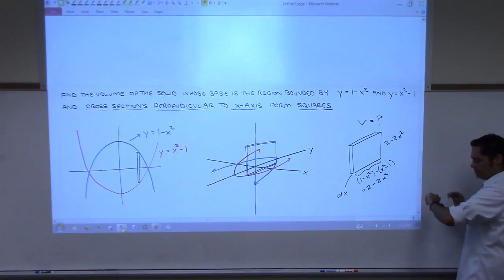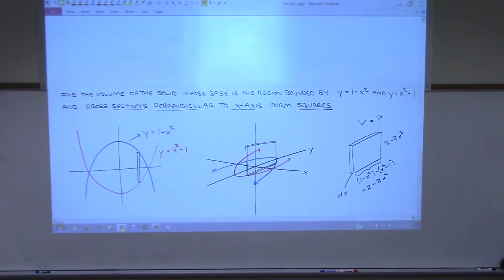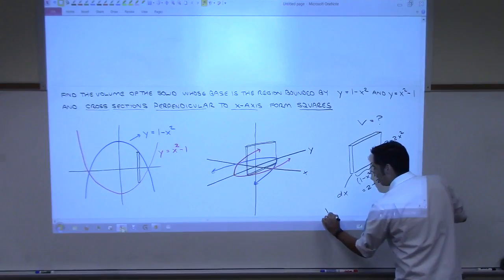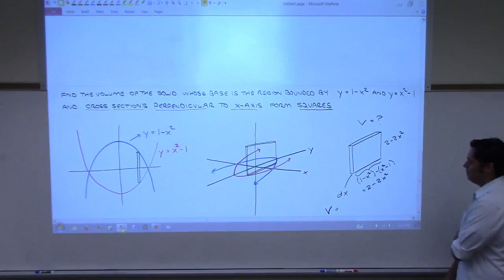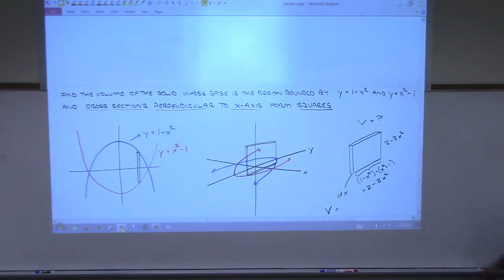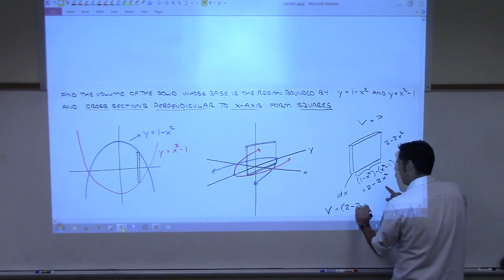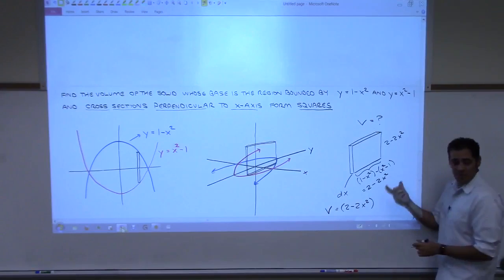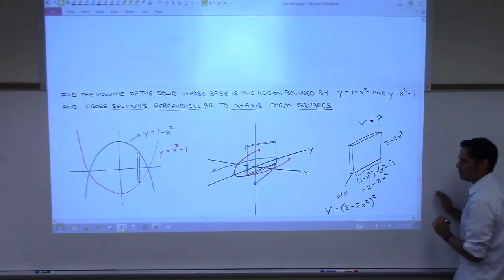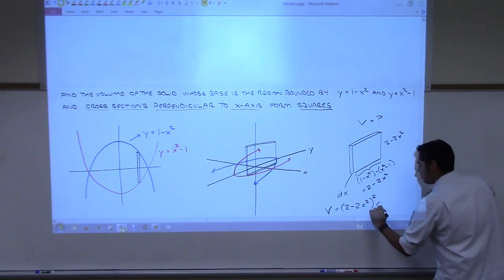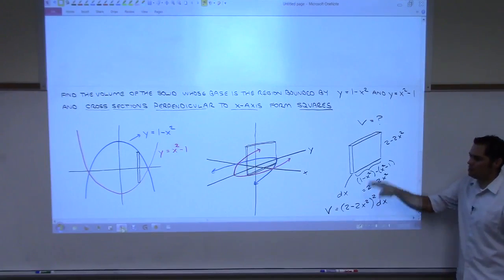Any questions? No? All right, so what's the volume of this little sliver, this little slice, this little piece of bread? 2 minus 2x squared times 2 minus 2x squared times dx. Yes, it's 2 minus 2x squared times itself again, so I'm just going to square it, and then just dx. That would be the volume of that little piece.